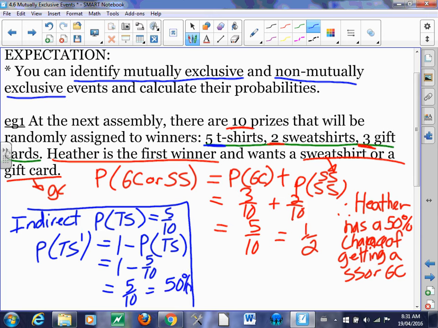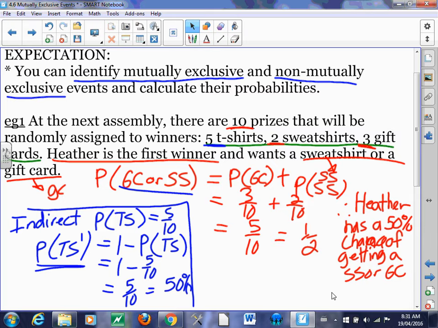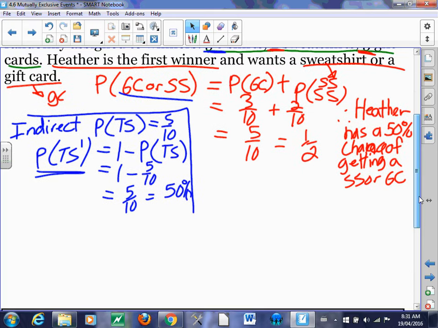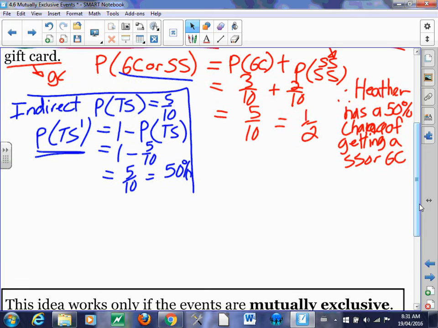Okay, so indirect, this is the same thing. Getting the t-shirt prime, which means the opposite, is the same as choosing to get the gift card or the sweatshirt. So either method is going to get you the right answer, and you will both find that Heather has a 50% chance of getting her possible outcome.